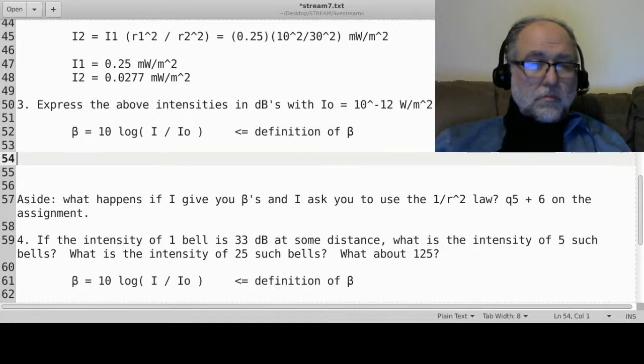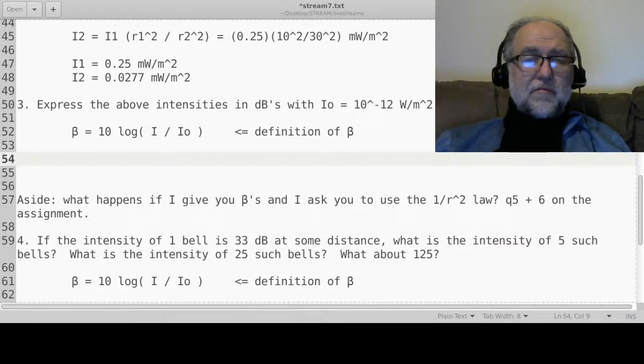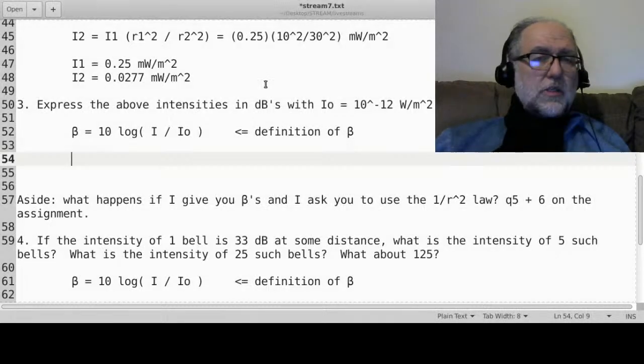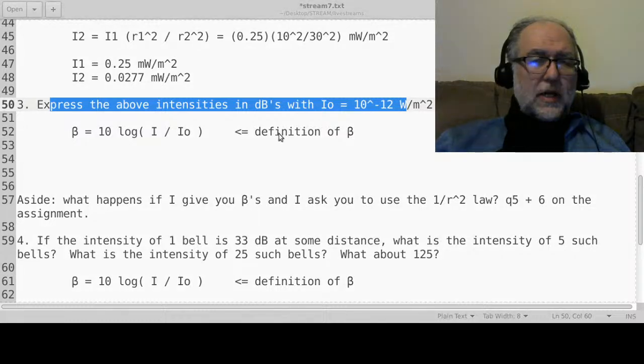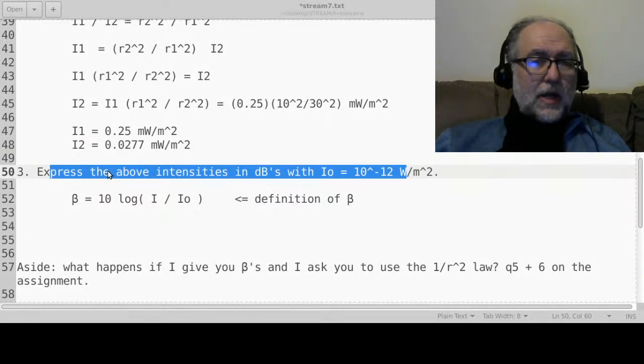Well, there's a couple of ways you can do it, and let me show you the long way first, where all the steps are explicit. And then I'll show you a shorter way to do it. So first, let's answer this question. Let's actually convert the above numbers into decibels.